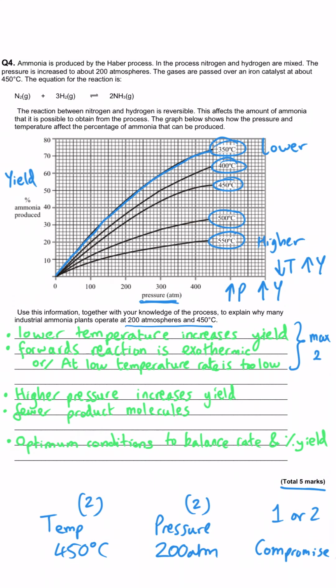Or you could come at this final question, kind of like turning it on its head, and say, right, well, rate would be too low if we went to 350 degrees C. And so even though we get a high percentage yield, the rate is low, so it wouldn't be worth it.